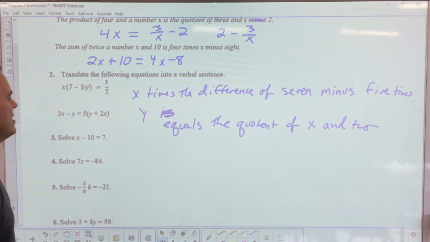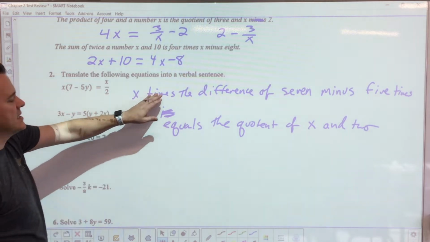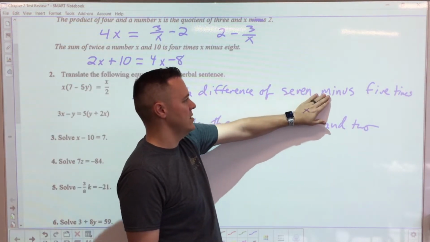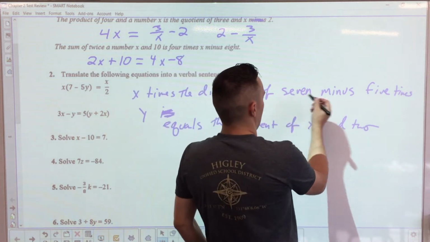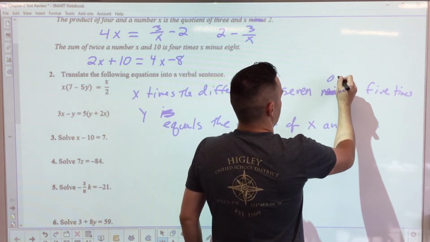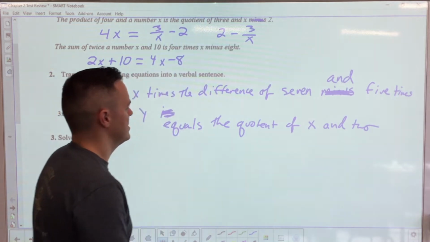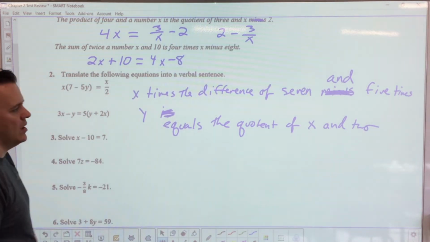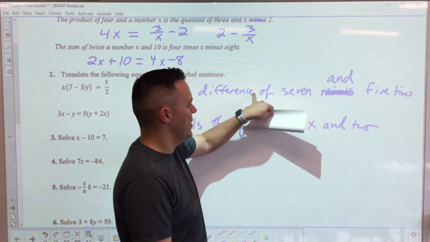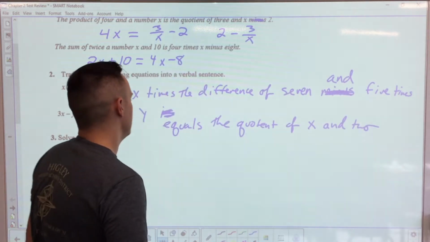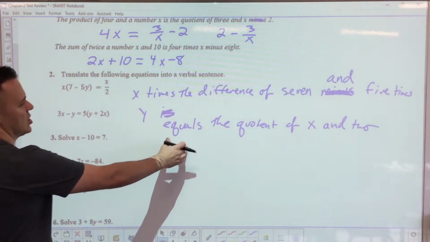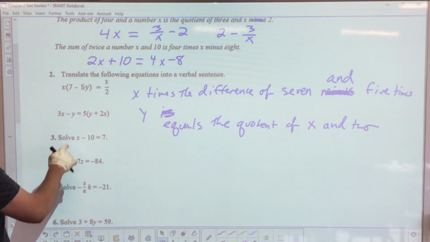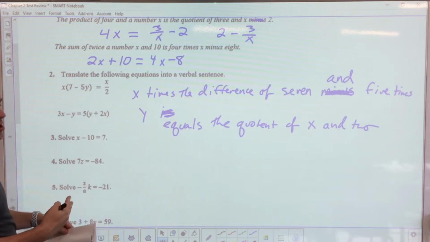All right, so make sure you guys understand how we did this. X times the difference of 7, actually it wouldn't say minus, the difference of 7 and 5 times y. Okay, so I apologize for that because we already had the minus right here. The difference of, and then equals the quotient of x and 2. Now this one right here, make sure you guys understand what this says. So this one's a little bit simpler.